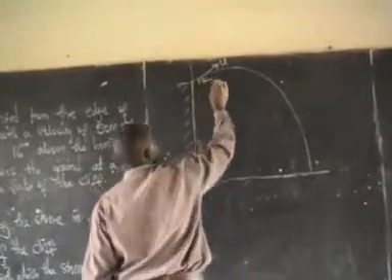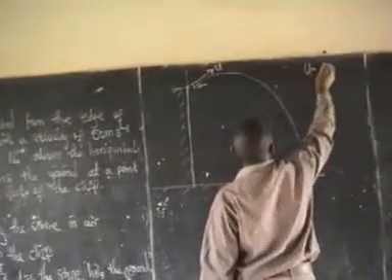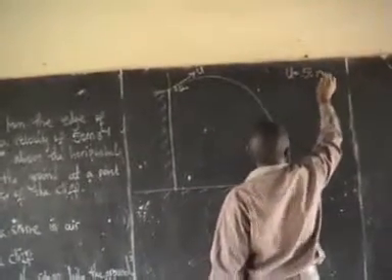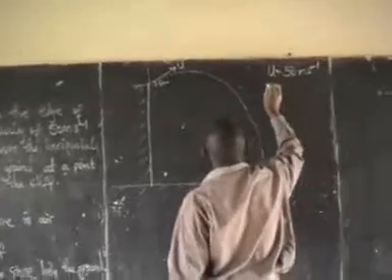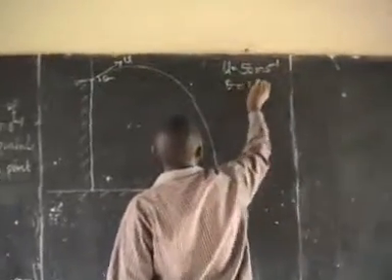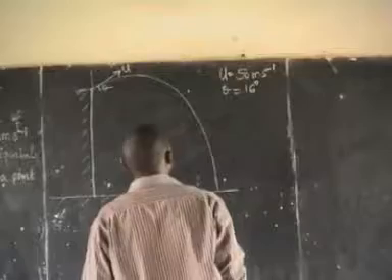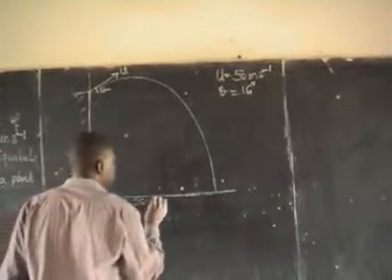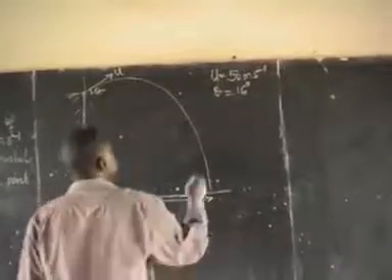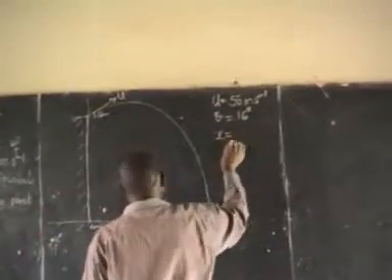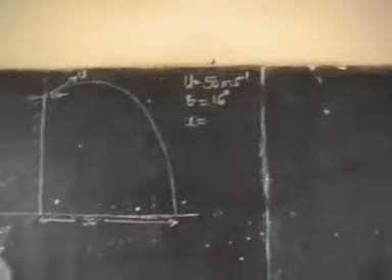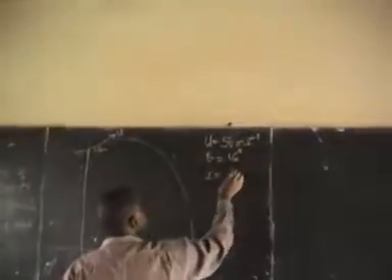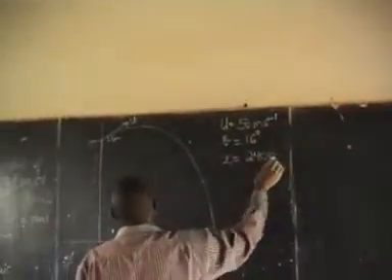This arrow is theta. U is given as 50 meters per second. Theta is given as 16 degrees. They have also given us this horizontal displacement x is equal to 240 meters.